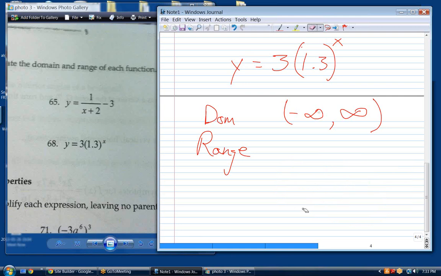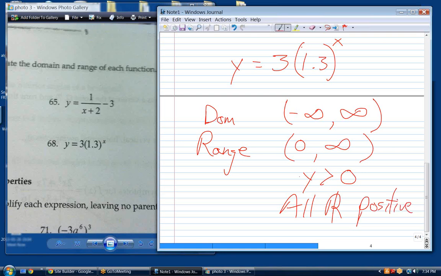Okay? Can y be 0? Can you give me a value of x that makes y 0? There's none. So it can't. So y has to be a positive number above 0. So it only is going to go from 0 to infinity. Or I could say y has to be greater than 0, not even equal to it. Or I could say all reals that are positive.